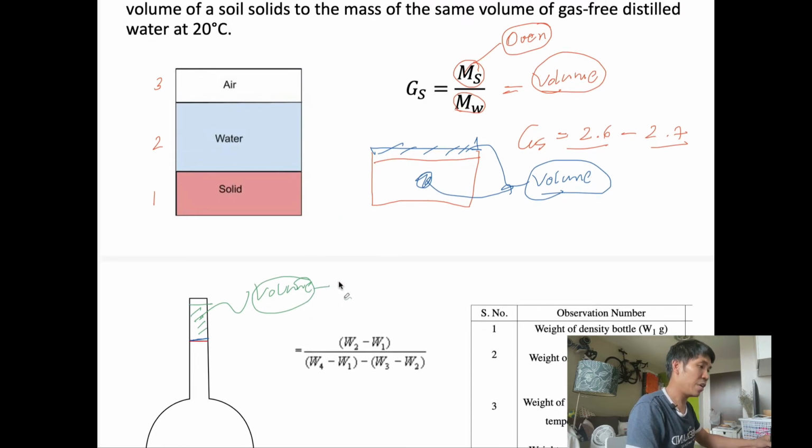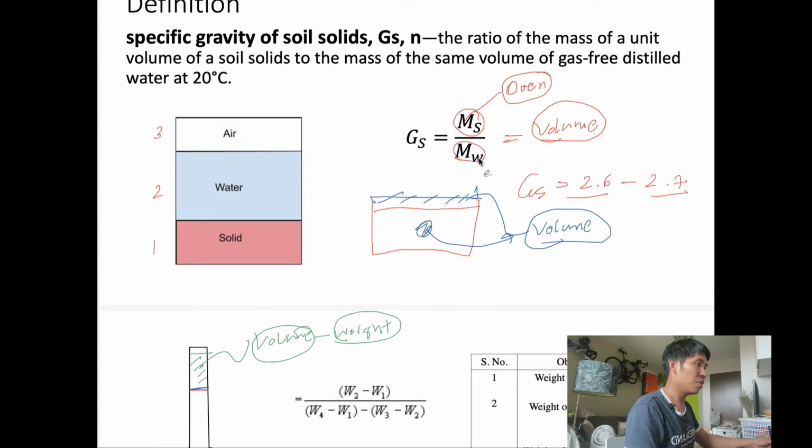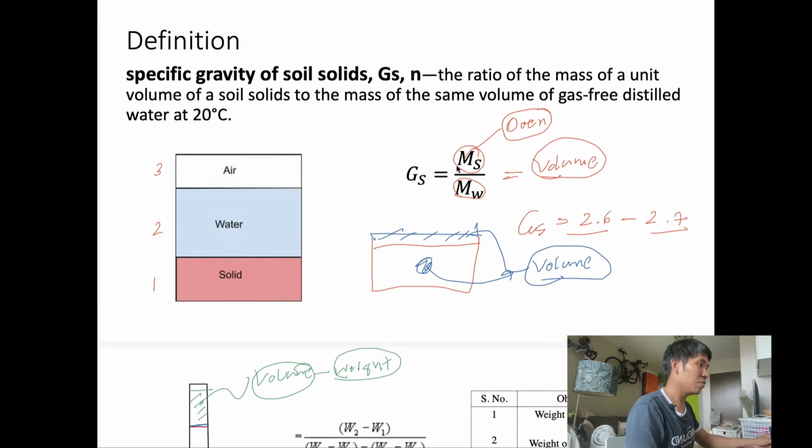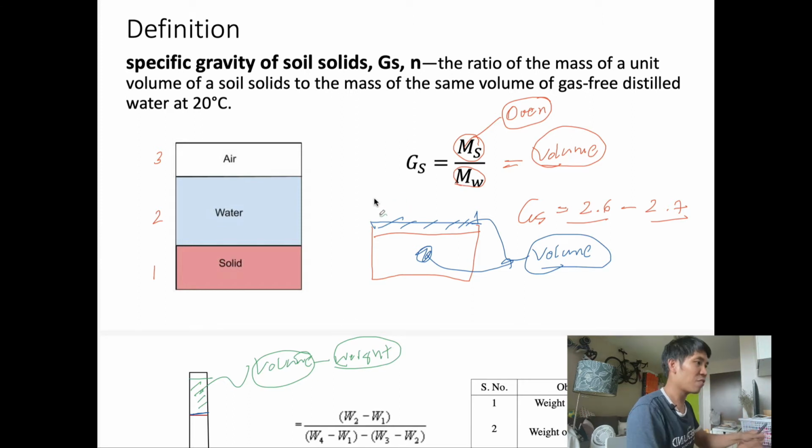If we know the weight of the water, it is the weight of water with the same volume as the soil. Let us go back to the definition of specific gravity again. Specific gravity of the soil, we use GS. It is the ratio of the mass of a unit volume of soil solids to the mass of the same volume of gas-free distilled water at 20 degrees. That means we have to control the temperature to 20 degrees. If we test in our room at about 30 degrees, we have to find a factor and calculate the specific gravity at 20 degrees.